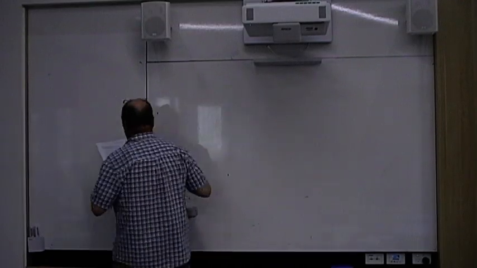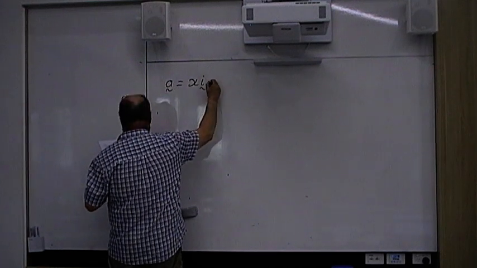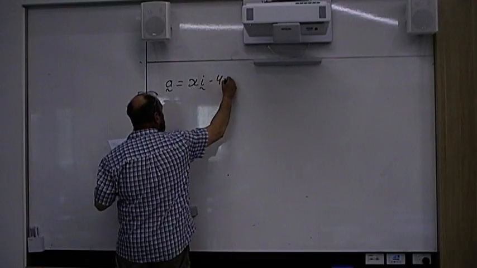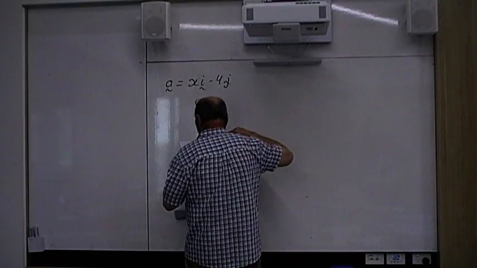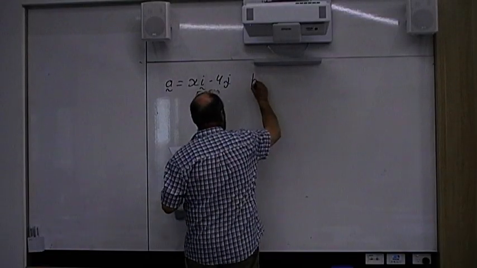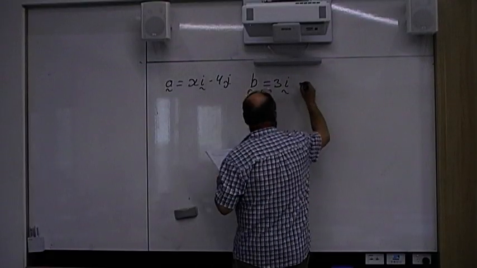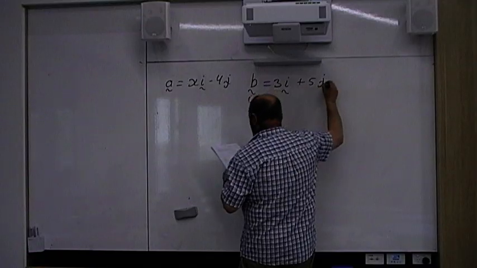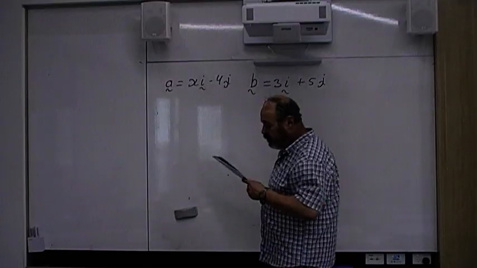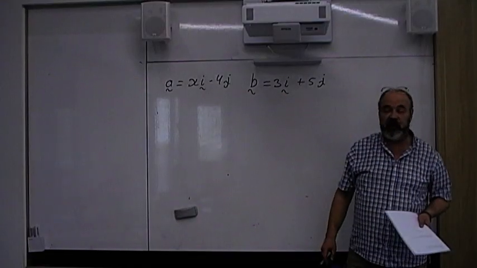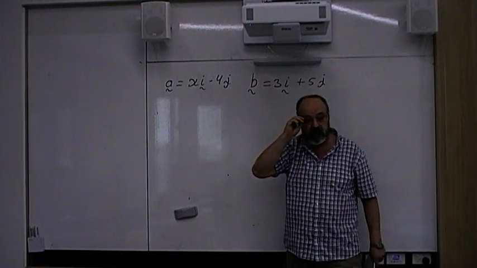We have two vectors. Vector A equals xi minus 4j, and vector B equals 3i plus 5j. The question is: if the length of the vector A is 6, find x.